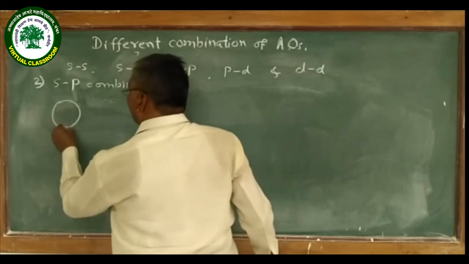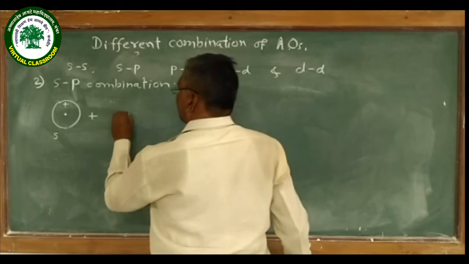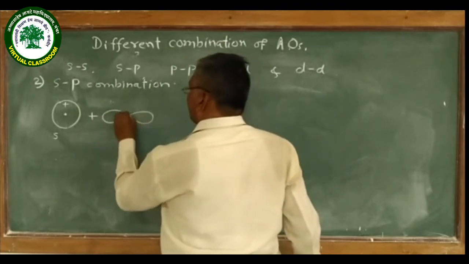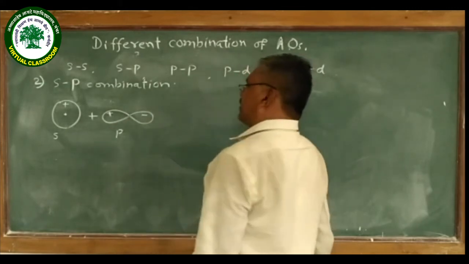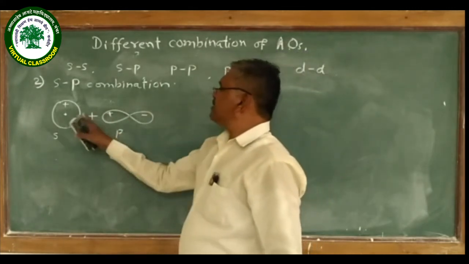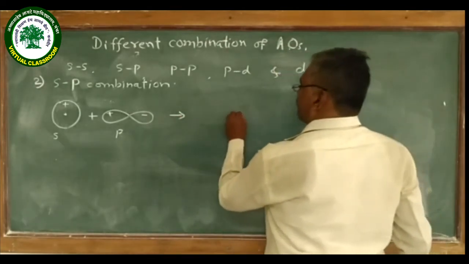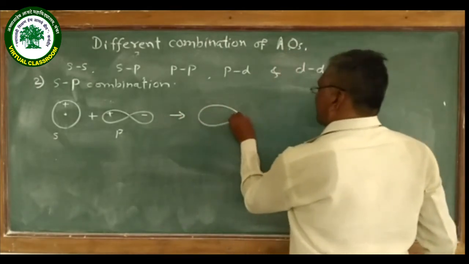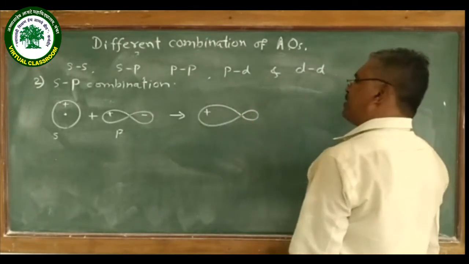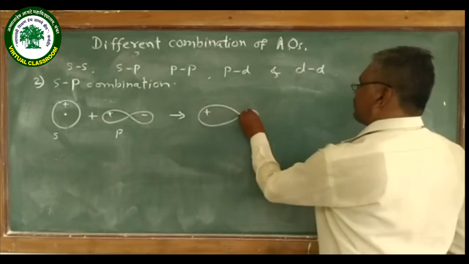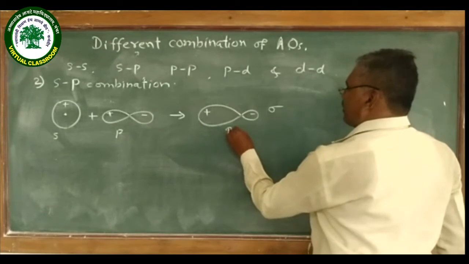The s orbital of one atom combines with p orbital of another atom. Here the overlapping region have same sign of wave function, and therefore it will lead to the formation of sigma molecular orbital. So the positive overlapping is increased, negative overlapping is reduced. So it is sigma bonding molecular orbital.